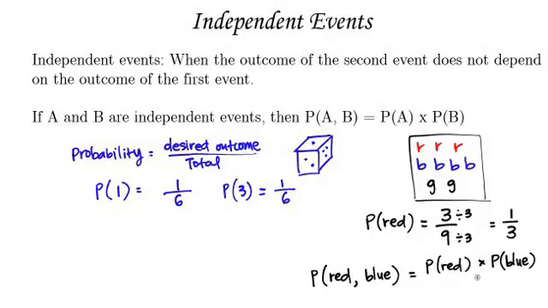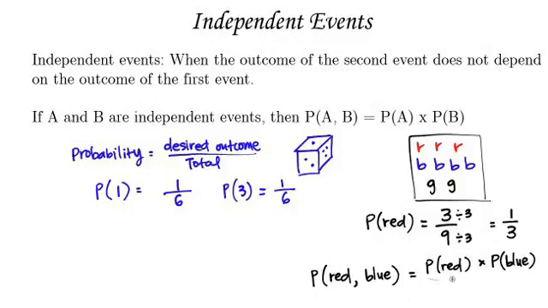Now, the only way these two events, picking the red and then picking another marble, the blue, are going to be independent is if after we pick the first marble, you place it back into the bag. So you pick one out, put it back in, and then pick the second one. Then it'll be independent, because picking the red won't affect the second pick.